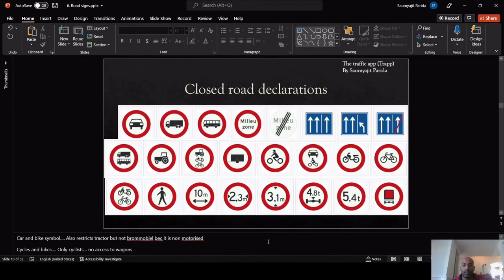Okay, then about this symbol, here there is no access to wagons and cyclists. Yeah, only cyclists are allowed, no access to wagons. Here pedestrians are not allowed. Here the trucks carrying dangerous goods are not allowed. This is the maximum axle load or maximum ton capacity of the axle. This is the maximum height of the vehicle. This is the maximum width of the vehicle. Okay.